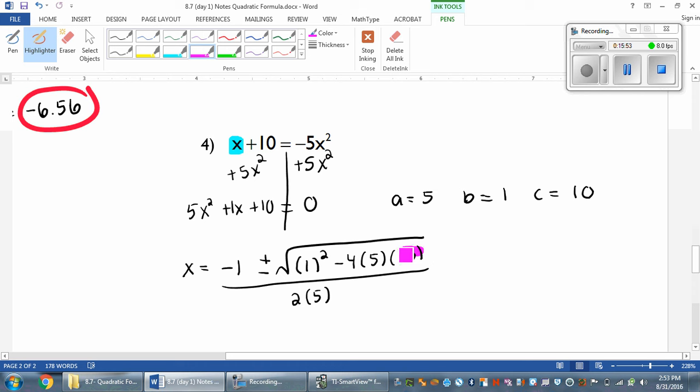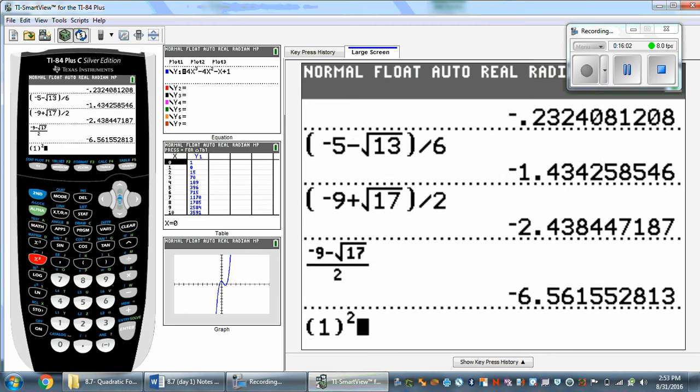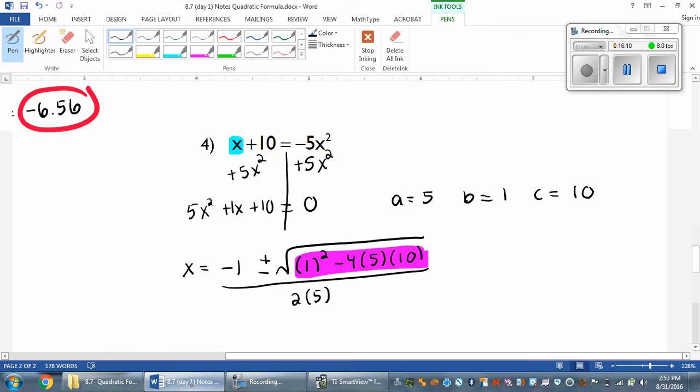Before we begin, we type everything under the square root, not typing the square root itself. We do parentheses 1, parentheses squared, minus 4 times 5 times 10, and we get negative 199. So this becomes negative 1 plus or minus the square root of negative 199, divided by 2 times 5, which is 10.